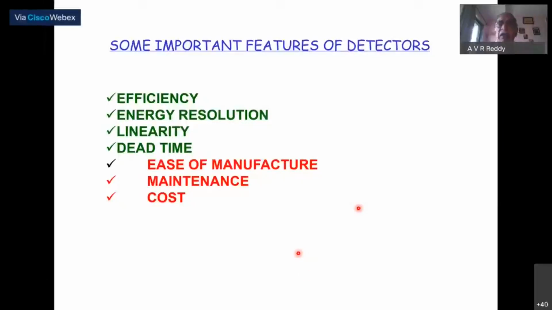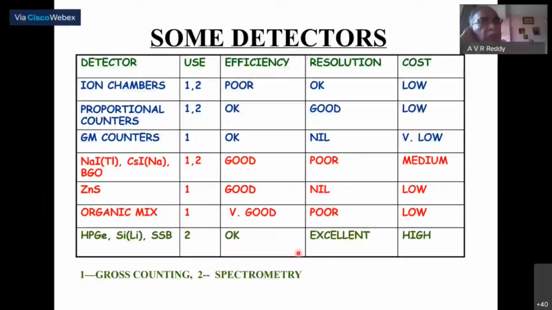Now, I have given some examples here, some names of the detectors or classes of detectors, and I have given their use. One means gross counting, 2 means spectrometric utilization, and I have given the efficiency, resolution and price. Ion chambers can be used for both gross counting and spectrometric applications. Efficiency is poor, resolution is okay, price is very low.